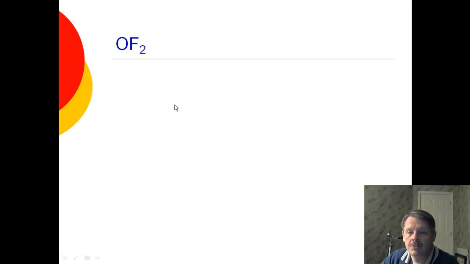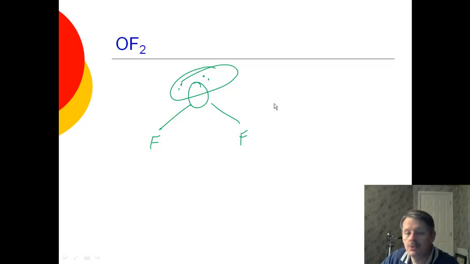How about OF2? Cool, did you draw it? Come up with OF2 looking like this. Oxygen, fluorine, fluorine, a couple of pairs of electrons sitting out here on oxygen, unshielded, definitely polar. All right. Again, shape tells you it's polar, and you have 105-degree bond angles.